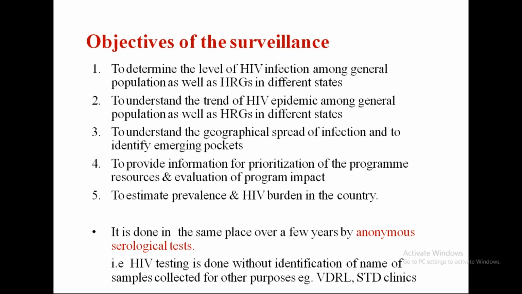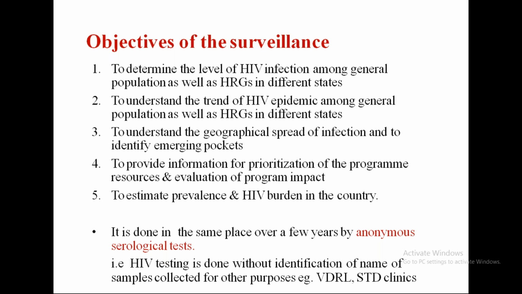So among the different states, what is the trend among the high risk group? At the same time, what is the trend among the general population? We want to identify that, to understand the geographical spread of infection and to identify emerging pockets. Geographically, that means throughout India, how the disease is spreading. Among which state is it high? Among the different states, in which state is the increase very high? And what are the reasons for that? You need to study the reasons and plan the preventive strategies for the particular state separately. So that's why we need to understand the geographical spread of the infection and identify emerging pockets.